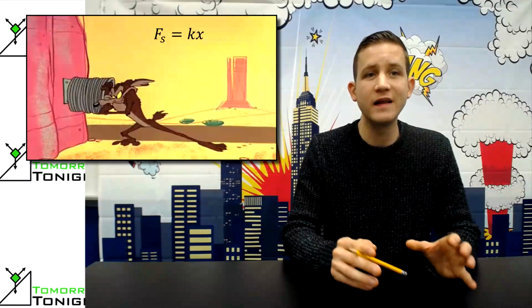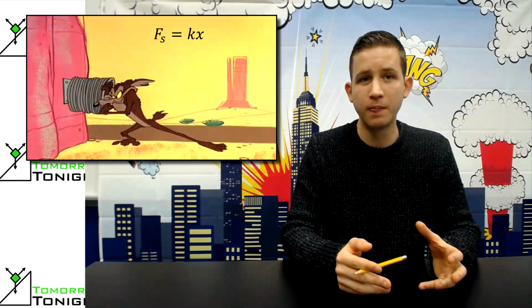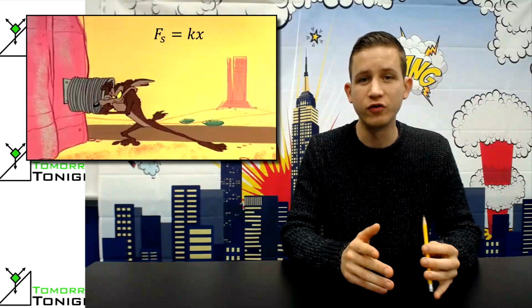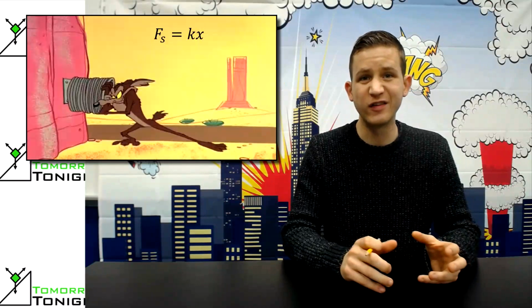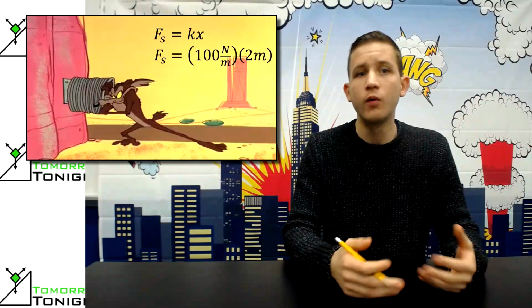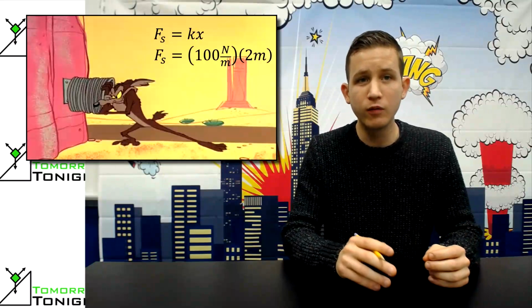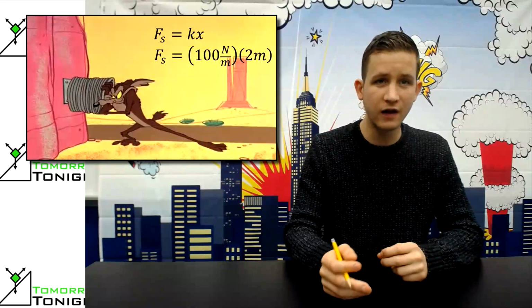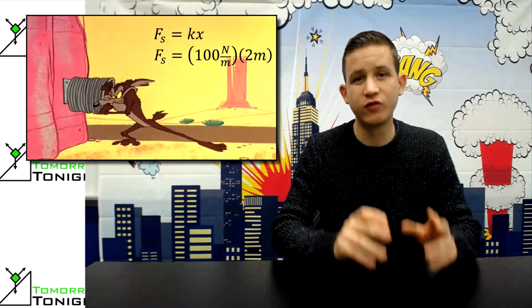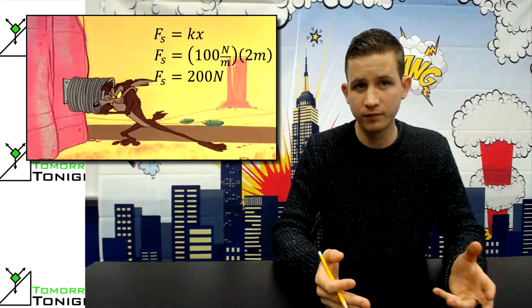So if Wile E. Coyote compresses a spring with a spring constant of 100 newtons per meter a distance of 2 meters, we can calculate that the spring will push back on Wile E. Coyote with a force of 200 newtons.